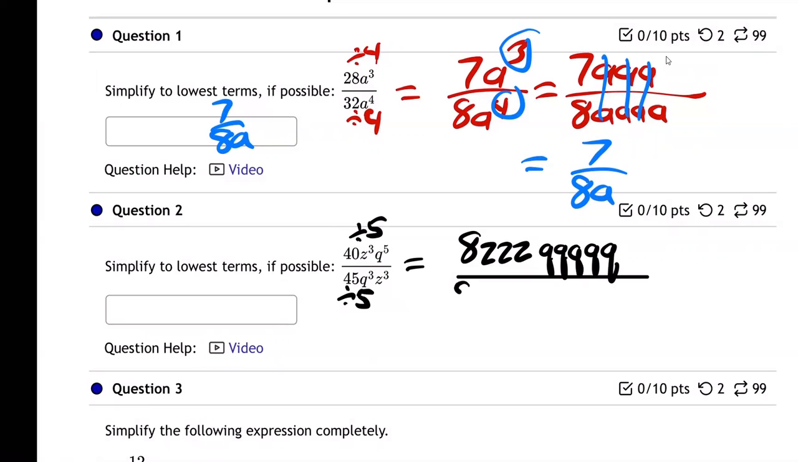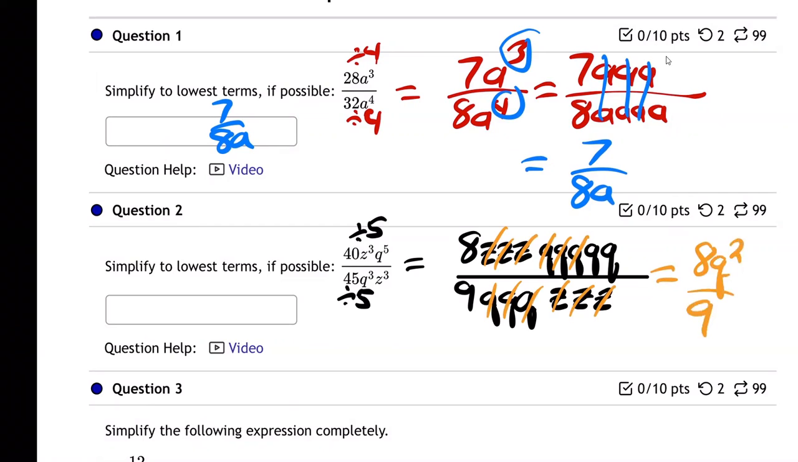The bottom, 45 divided by 5 is 9. And q to the 3rd is 3 q's. And z to the 3rd is 3 z's. Like that. Okay. And now we're just going to cancel out whatever matches top and bottom. So what matches? So we can go z, z, z, z, z, z. And then 3 q's with 3 q's. And so we're left with what? 8 on the top, q squared over 9.